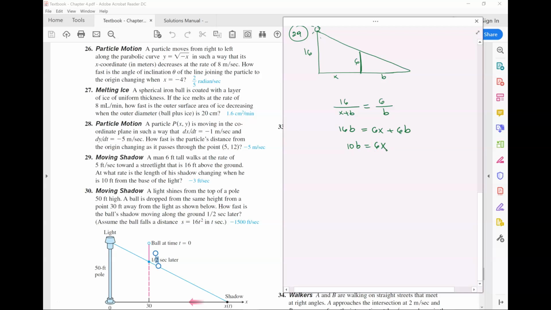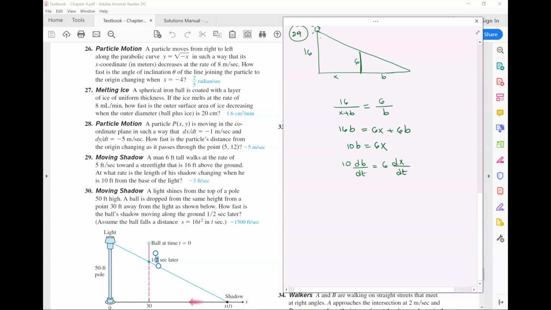And then you take the derivative. So what do you get when you take the derivative? 6 dx dt equals 10 db dt. So 10 db dt is equal to 6 dx dt. Okay, then what?